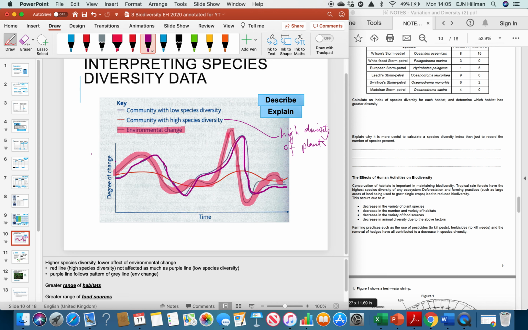Okay, whereas the red line, it's a bit hard to see, I'm not going to go over that one. The red line is not affected as much by that environmental change.